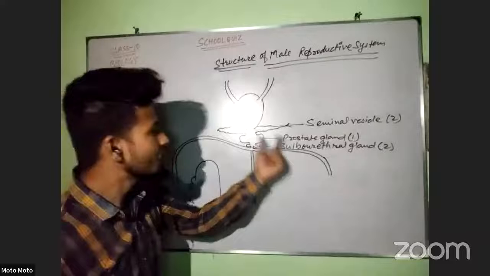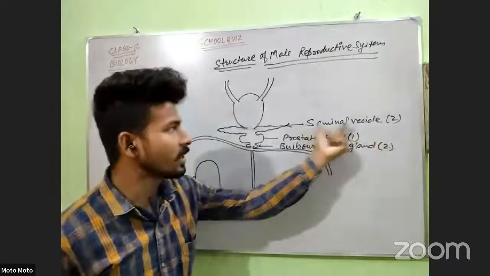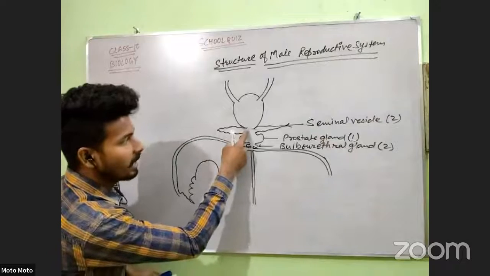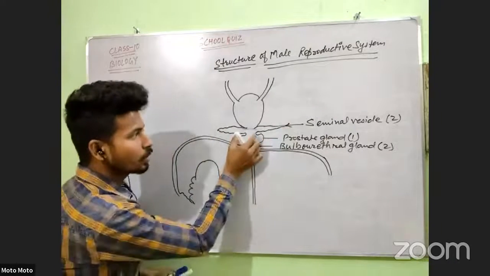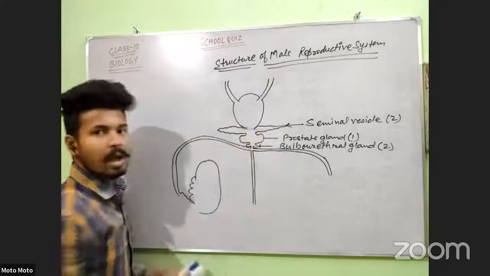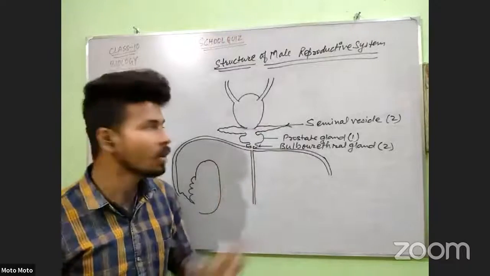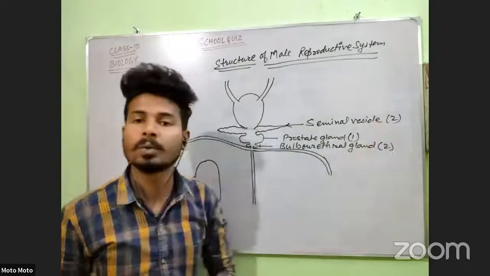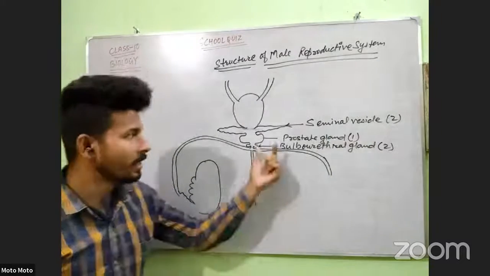Yes, this is the structure which I have made. This structure is the seminal vesicle, and seminal vesicles are on both sides: one on the left side and one on the right side. So this is number two. We can say that seminal vesicles are present in two numbers, so I have put it for you that it is two in the male reproductive system. Got it?